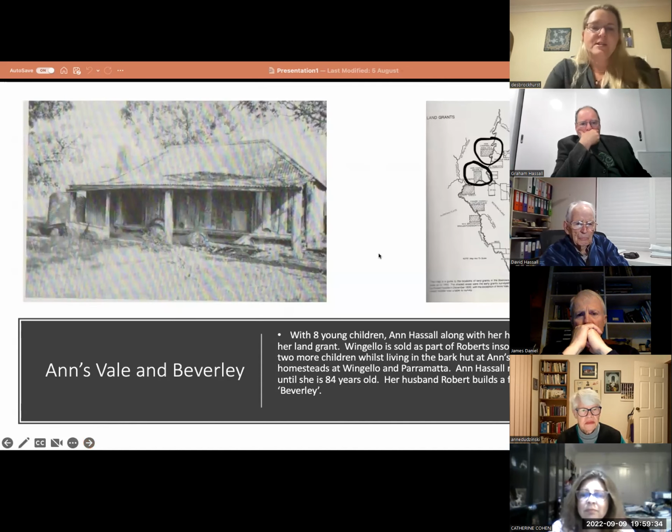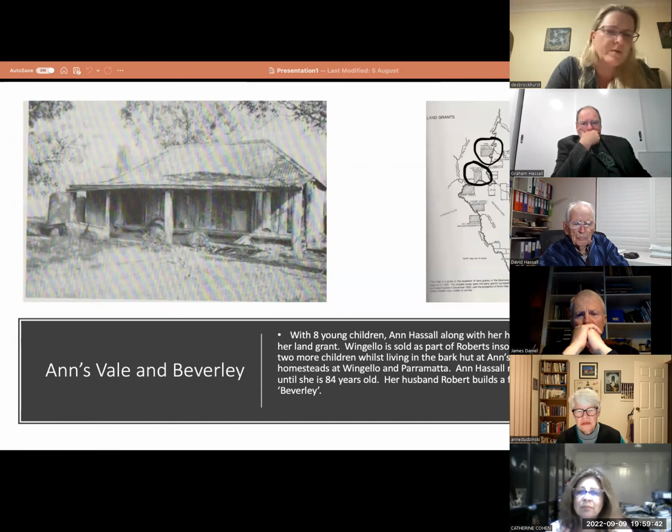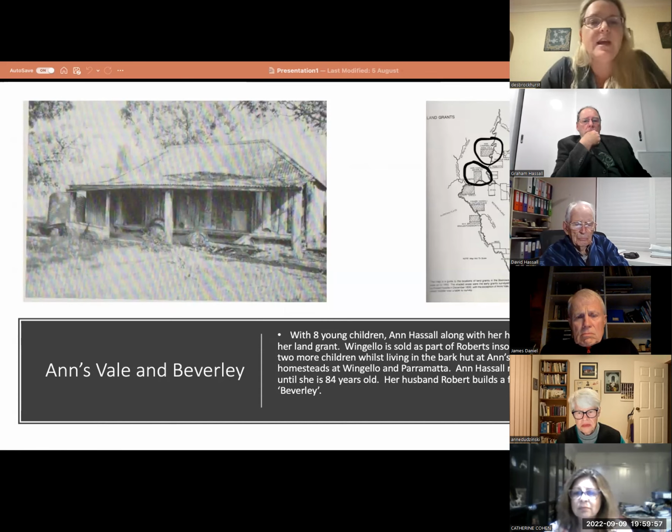But Anne managed to hang on to Anne's Vale, the marriage grant that she had got. I'm assuming because it was separate to Robert's belongings. I'm not sure. I don't understand land grants. But she moved from that beautiful homestead. She's gone from the beautiful homestead at Parramatta, which her father built, and the homestead at Wingelow that her husband built. And here she is. She ends up living out the remainder of her days in this little bark hut.